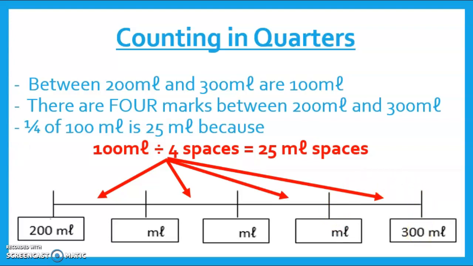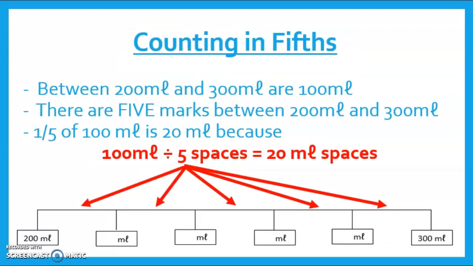Now we're going to do again the same thing, but this time we're going to be counting in fifths. Our number line again starts with 200 mils and it ends with 300. That means there's 100 mils between 200 and 300. Except this time we count the spaces in between 200 and 300, and there are 5.